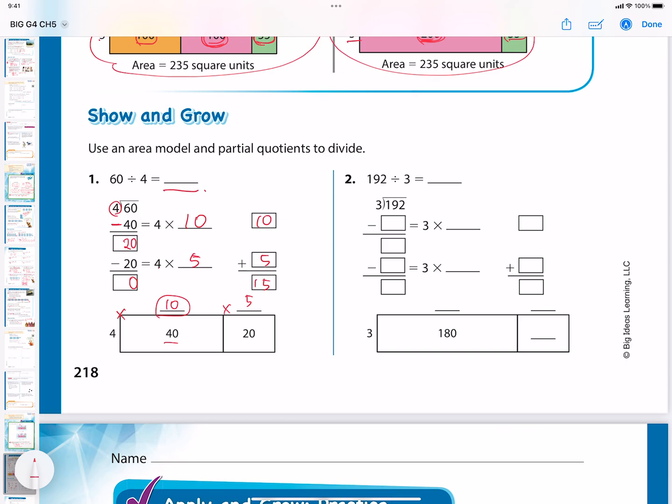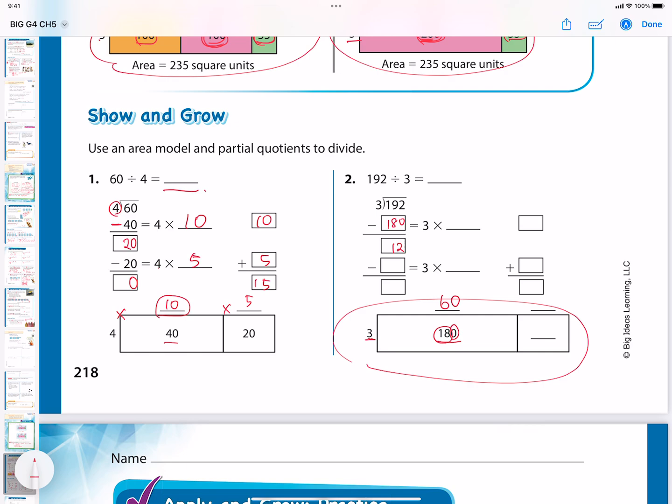Let's use our partial products first. Okay, I mean area model first, because I think this is easier for us. We know 3 times what makes 180. Since 3 times 6 makes 18, we are going to need to add only one more zero. So 3 times 60 is what? 180. And what is left over when we take this 180 away? You are going to have only 12.